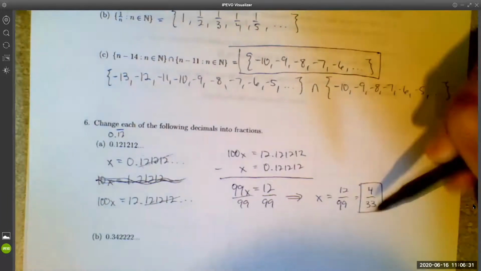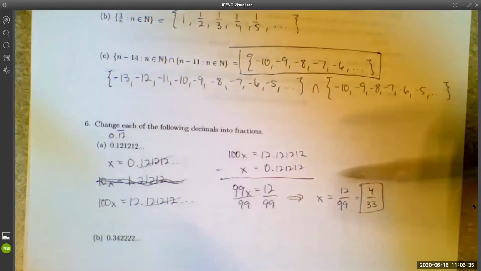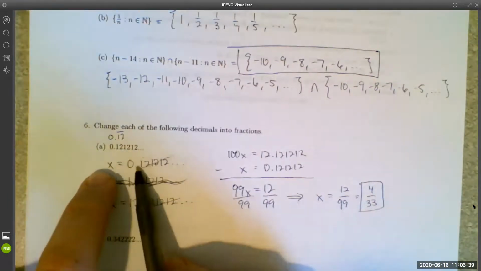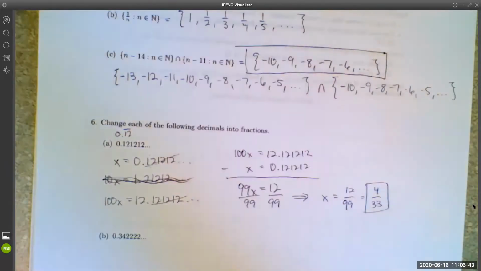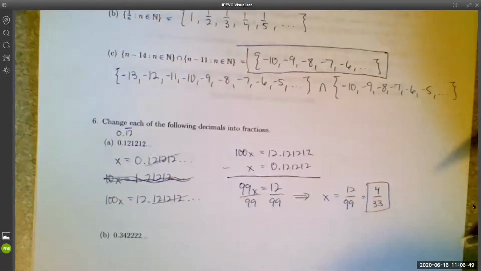Okay, so hopefully that makes sense, right? The idea is, you let x be the number that you're starting with, and then you multiply by 10 or 100 or 1,000 or whatever you need to do in order to get the repeating pattern to cancel off when you subtract those two values. So that's kind of the idea.